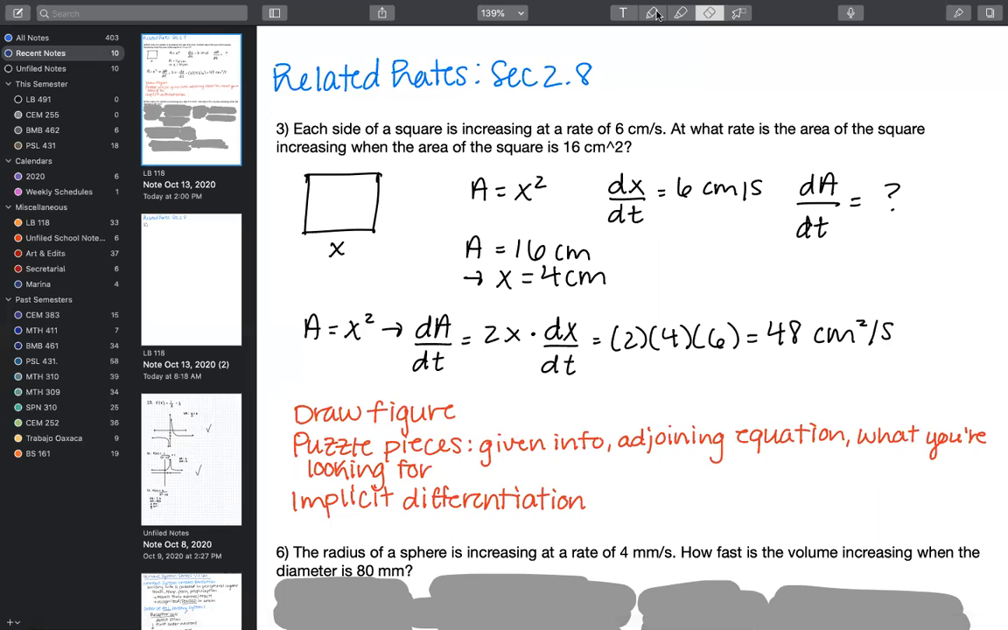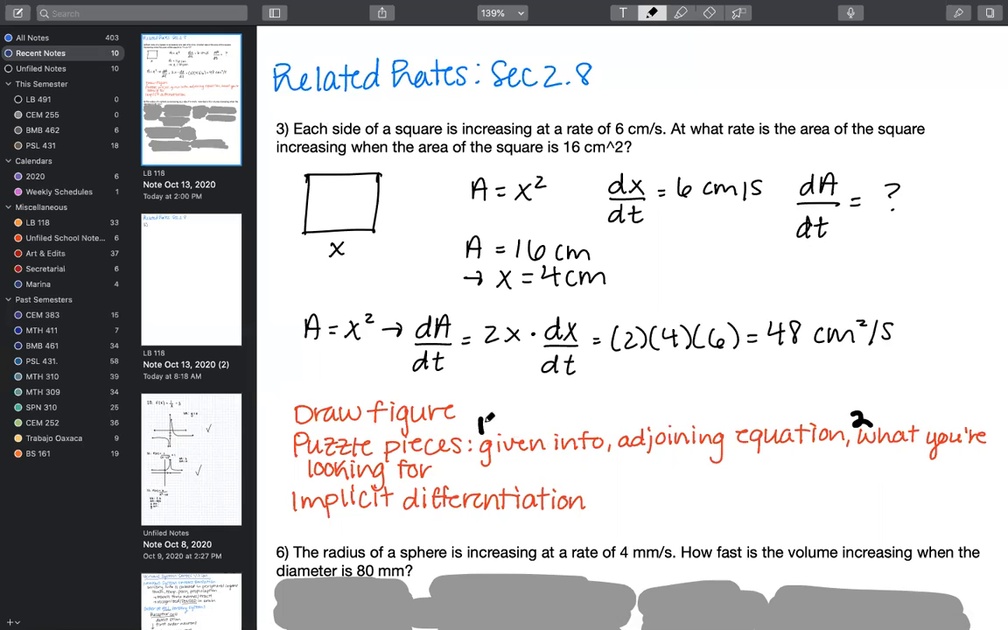I probably should have written these in a different order. First would be you write in the given info. So you break down the problem and you take all the facts that are given to you, all of the rates, all of the values, all of that. You put that all down. Second, you would write down what you're looking for. So that's this dA/dt. The question says, at what rate is the area of the square increasing when the area of the square is 16 centimeters squared? So that's going to be your end goal here.